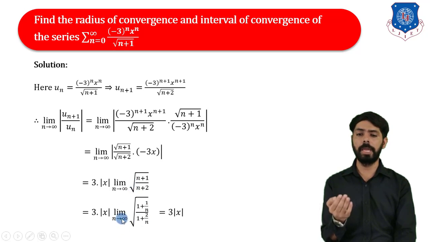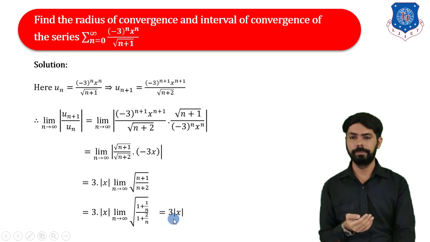Now we will replace n by infinity in this. So here 1 divided by infinity will be 0. Same way here 2 divided by infinity will be 0. So this will be 1. So 1 into 3 into modulus of x. So it will be 3 into modulus of x.